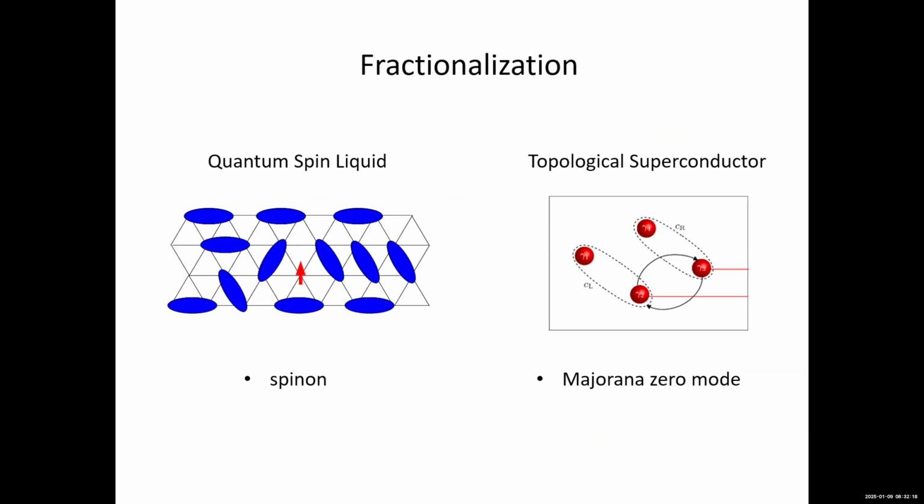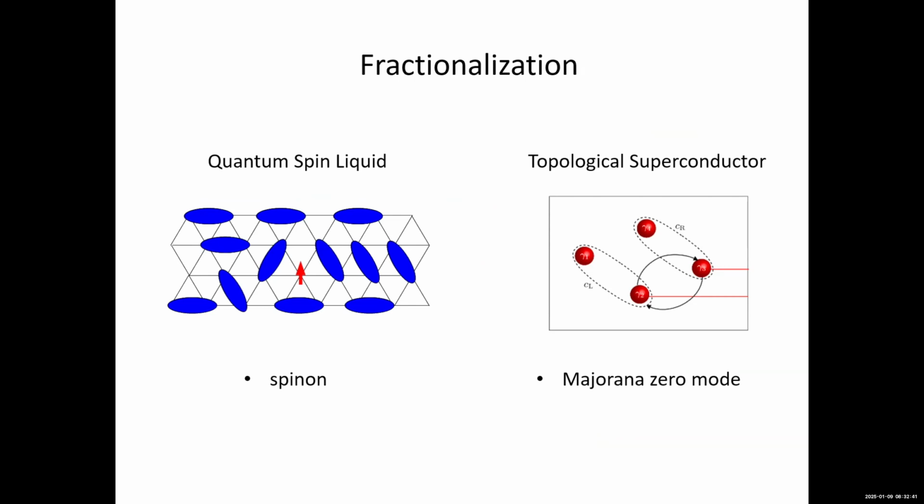So the elementary spin degree of freedom is a spin flip, which carries spin 1 in a spin 1/2 system. However, you can have a situation where the ground state is a superposition of singlets, a liquid of singlets, and in this case, you can have an isolated spin 1/2 fractionalized excitation. This is called a spinon.